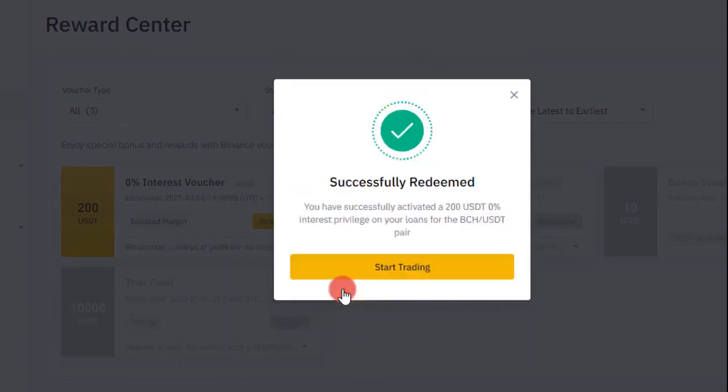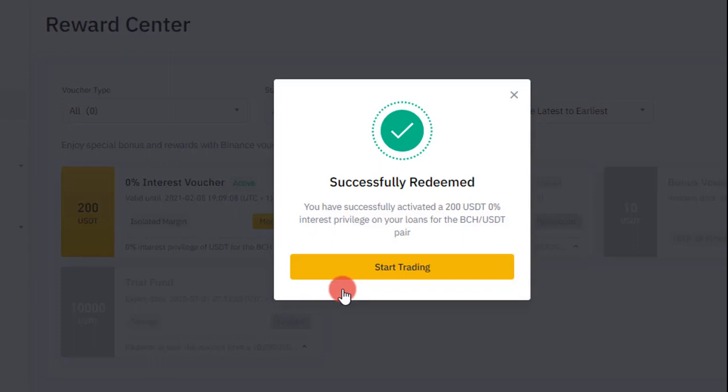Okay, so now I've redeemed the 0% interest voucher, and before I go ahead and start trading, I need to let you know that this is not a trading capital. This is just giving you 0% interest on up to a $200 loan. Okay, and for those of you that have been trading Binance margin, you know that you can trade with more than your initial capital. That is, you are trading with leverage.